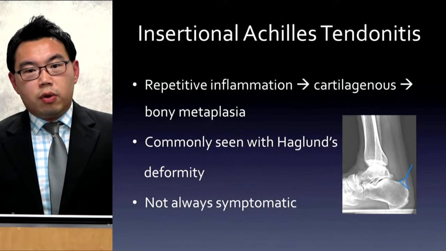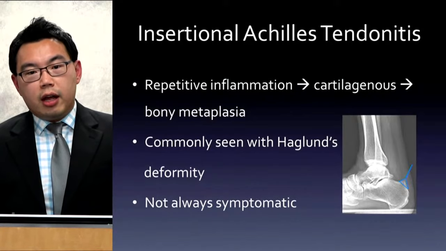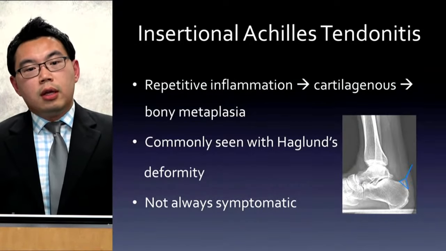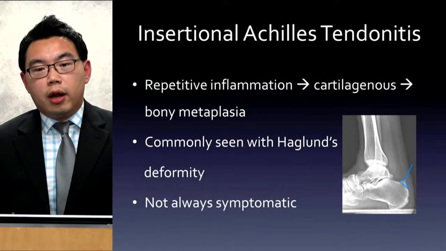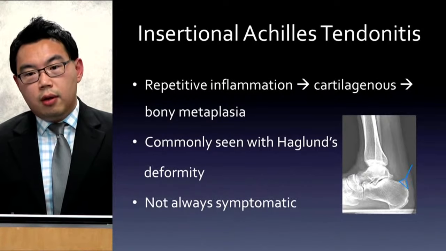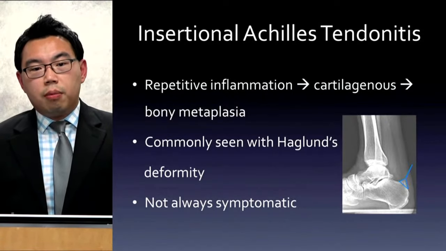So insertional Achilles tendonitis is usually caused by a repetitive inflammation that translates into a more bony metaplasia, meaning that inflammation causes formation of calcium bone in the back of your Achilles where it attaches to the heel bone. And this is commonly seen with what we call a Haglund's deformity. So if you look at the X-ray picture on the right, inside that blue triangle there, you see the back of the heel bone has a little hump to it.